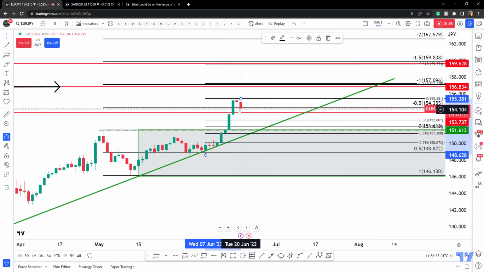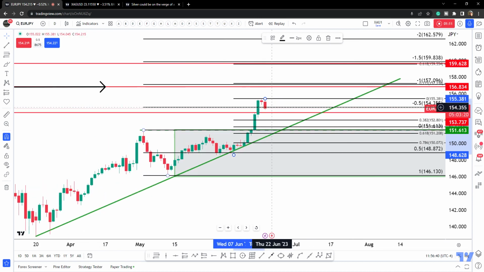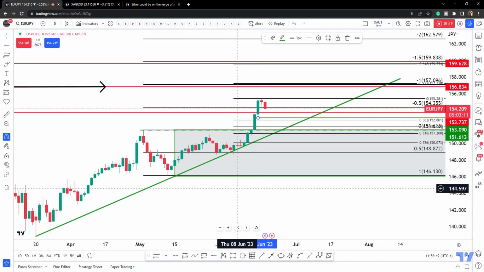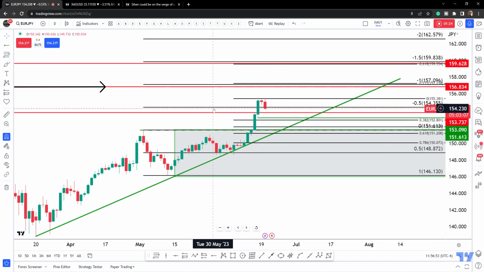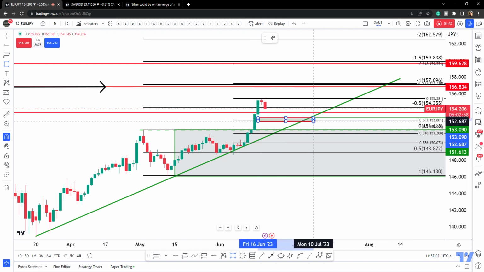And we may see this correct, taking out these prior lows. So the first objective would be these prior lows and a little bit of space below there to allow for stops to be triggered on the downside.